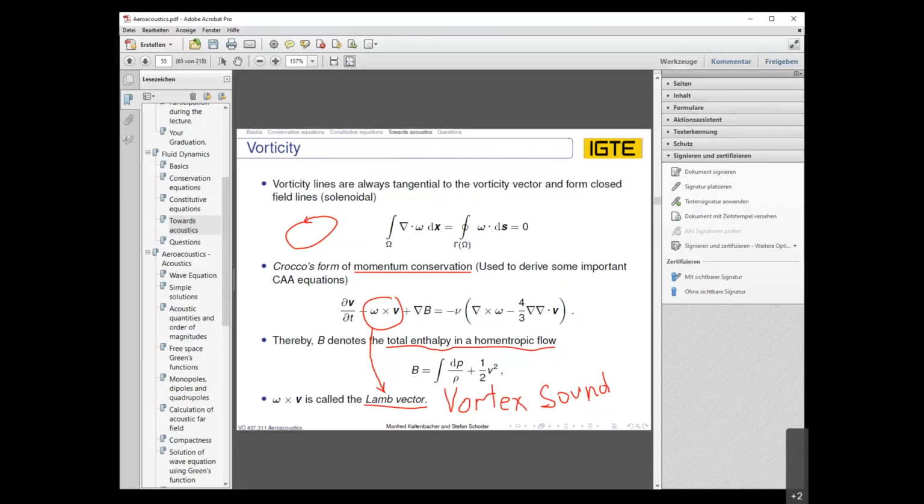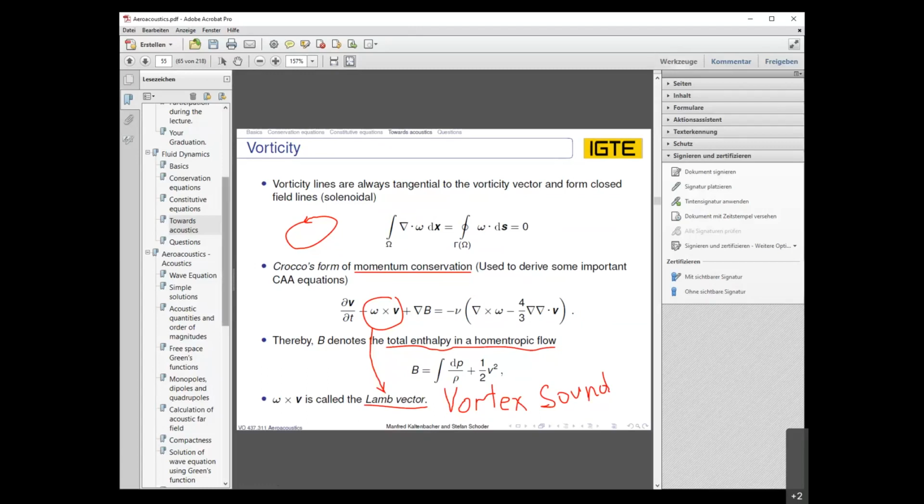And where does the lambda vector point to? Is it the direction of the strongest beam of the sound source, or what is it?